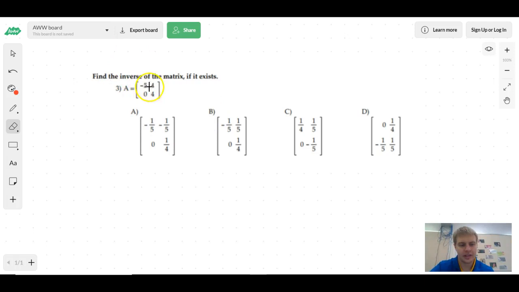Okay, so we have to find the inverse of this matrix. So finding the inverse of this matrix, the first thing I would do is invert the matrix. So we're going to switch the major axis.